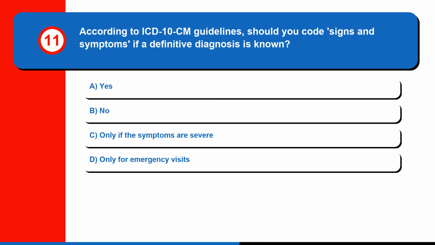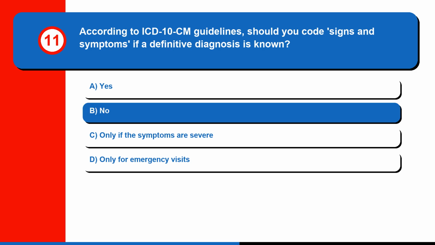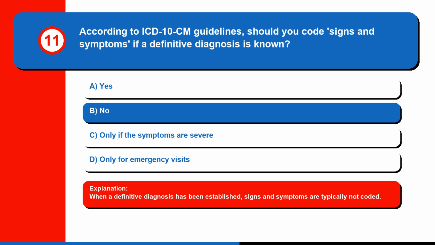Question 11. According to ICD-10-CM guidelines, should you code signs and symptoms if a definitive diagnosis is known? A. Yes, B. No, C. Only if the symptoms are severe, or D. Only for emergency visits? The correct answer is B. No. When a definitive diagnosis has been established, signs and symptoms are typically not coded.